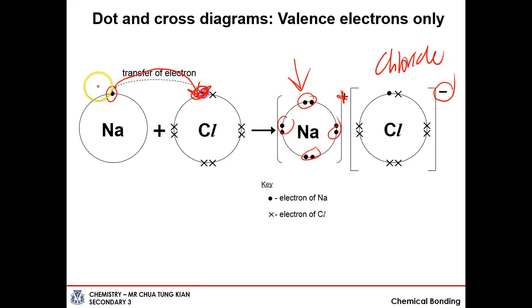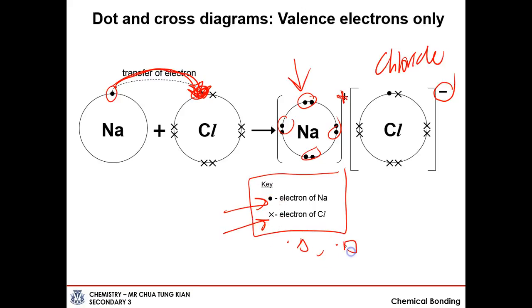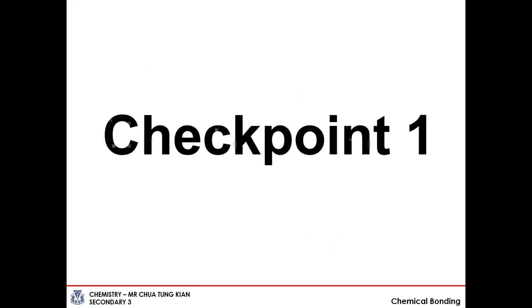Okay. Last but not least, make sure you have the key, no marks, because nobody knows what your dot means, nobody knows what your cross means. Please write the correct key as well, and use different electron drawings to differentiate the different elements. Dot, cross, dot, triangle, dot, square, up to you, so long as you distinguish the 2 different elements here.